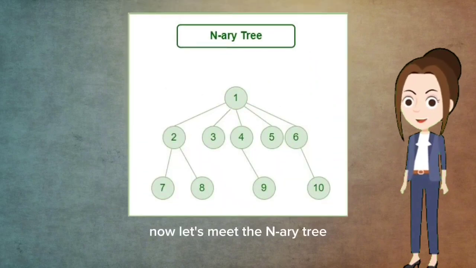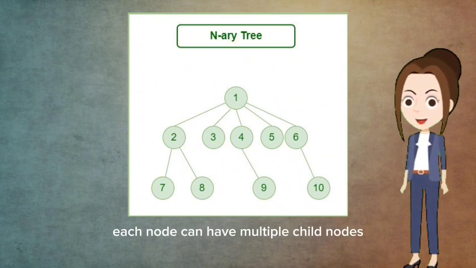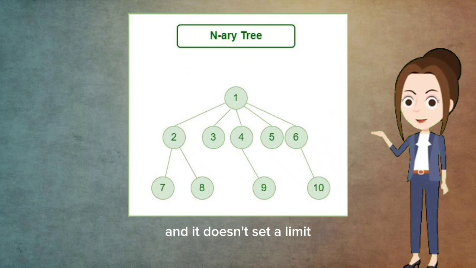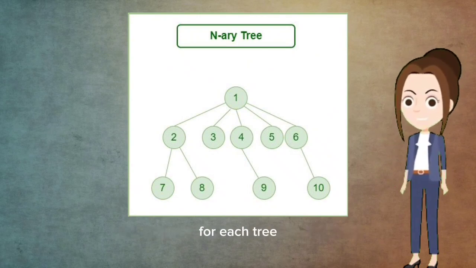Now let's meet the n-ary tree, also known as a generic tree. This tree is a real team player. Each node can have multiple child nodes and it doesn't set a limit. It's like having lots and lots of branches for each tree.